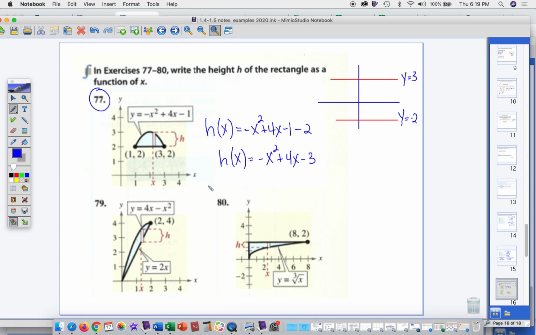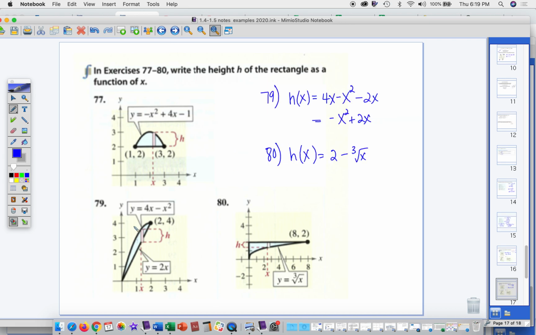Okay, so go ahead and try 79 and 80. Pause the video. When you're done, come back and we'll compare solutions. All right, let's see how you did.